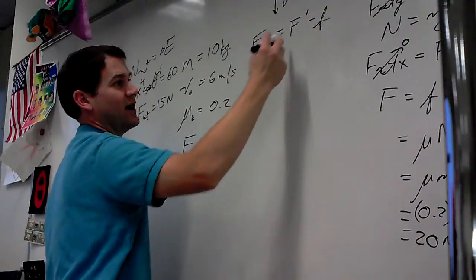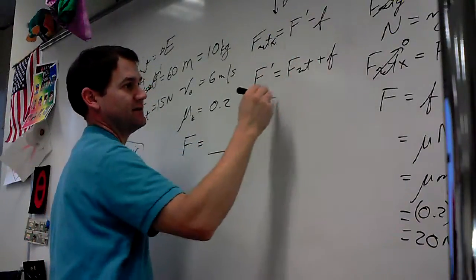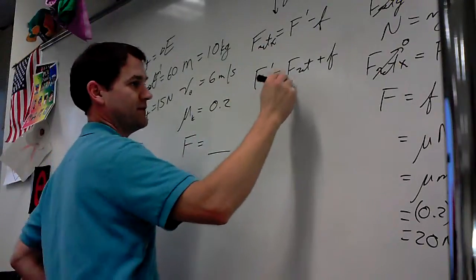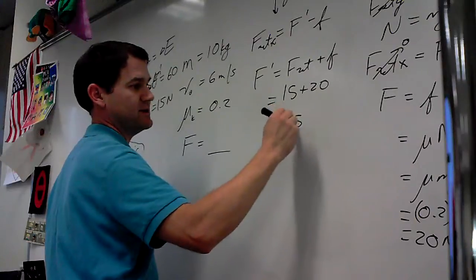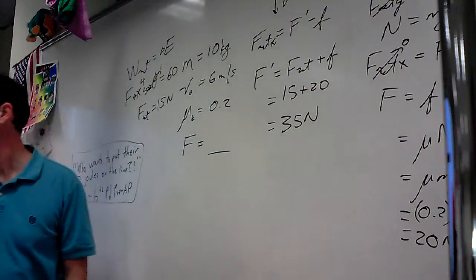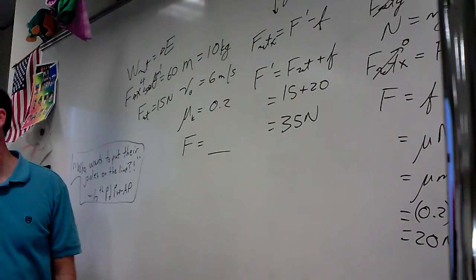So F prime equals F net plus fric. We found F net to be 15, plus fric was 20, so F prime has to be 35.